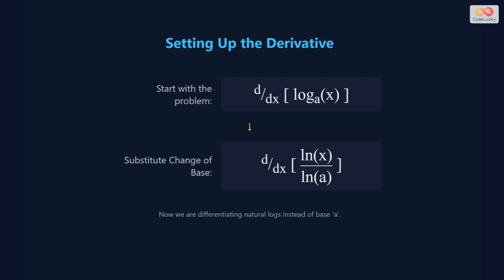Now, let us set up our derivative problem using this new form. Instead of differentiating log base a of x directly, we substitute our fraction. We are now looking for the derivative of the natural log of x divided by the natural log of a. This looks more manageable because it uses functions we are familiar with.